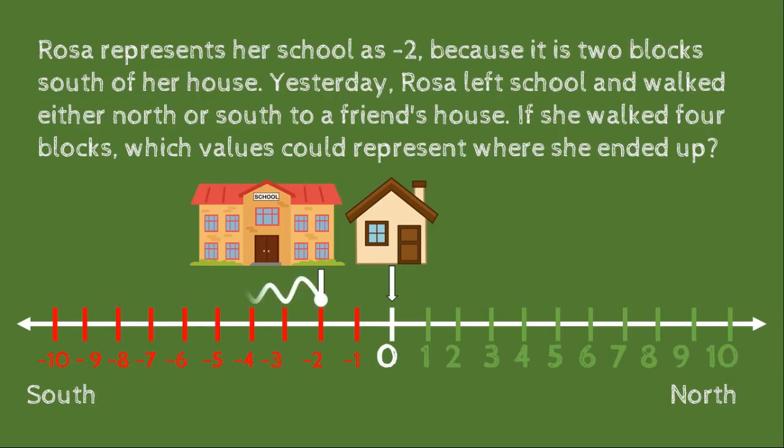So, if she walks 4 blocks, she could either walk to the left, which would be -6, or to the right, to the north, which would be 2. So the two numbers that represent where she ended up would be -6 and +2.